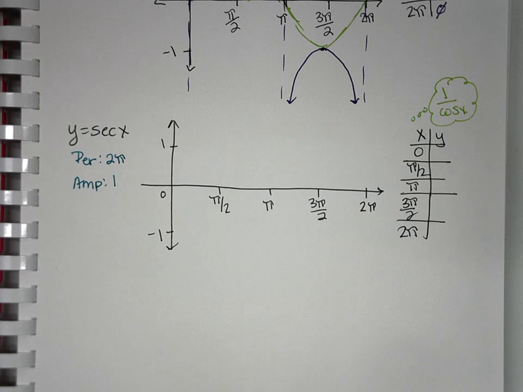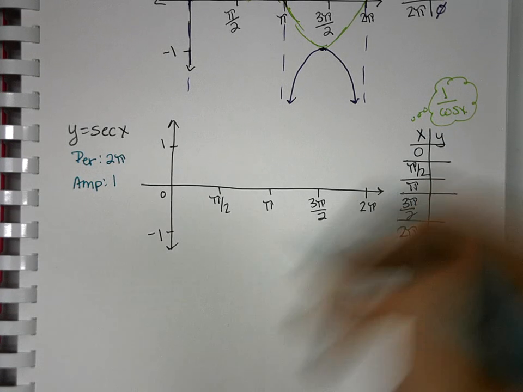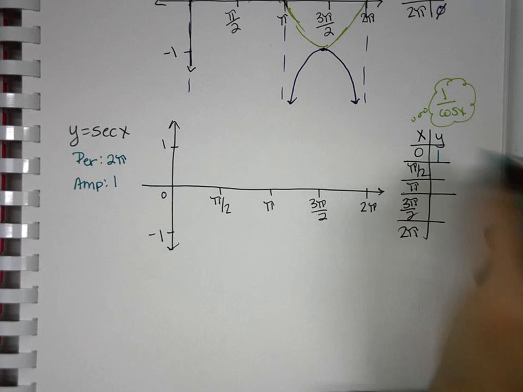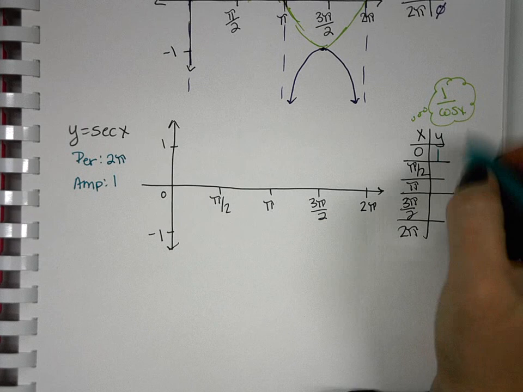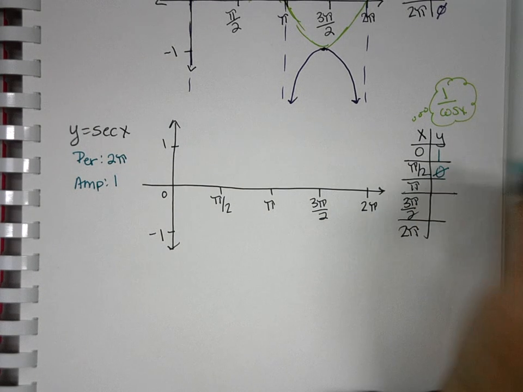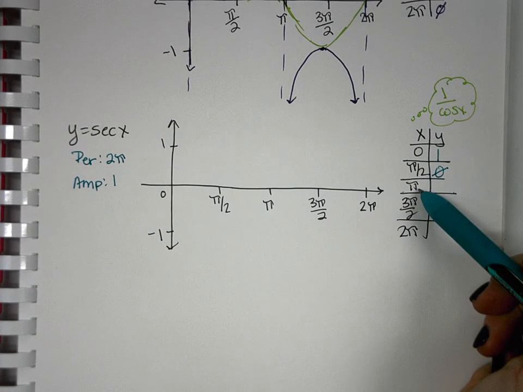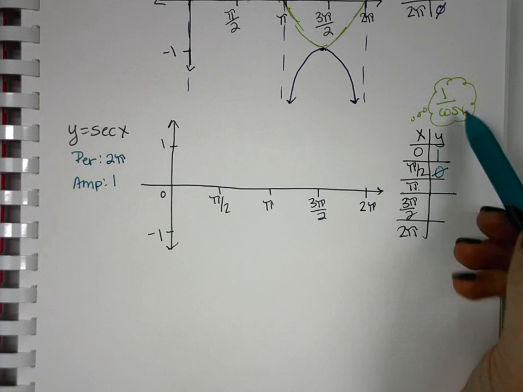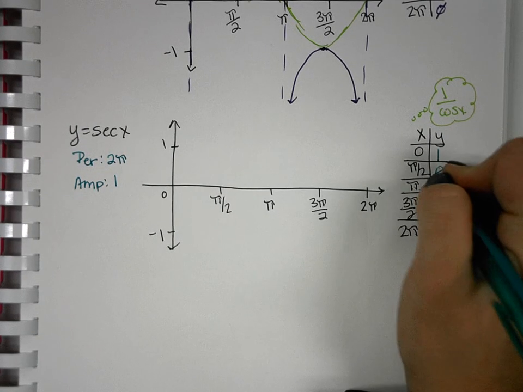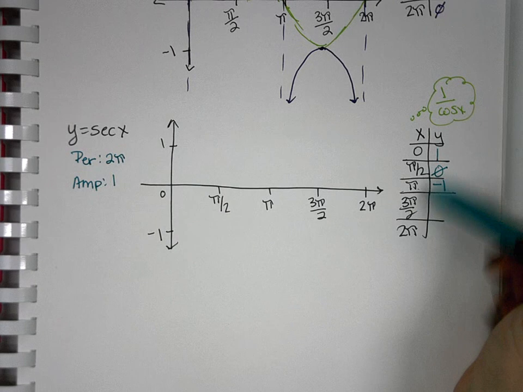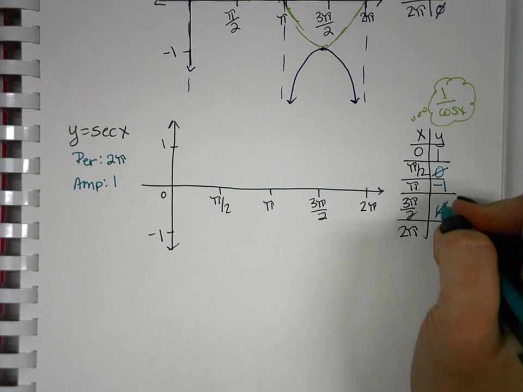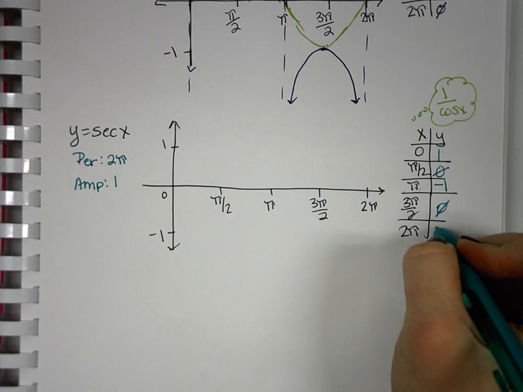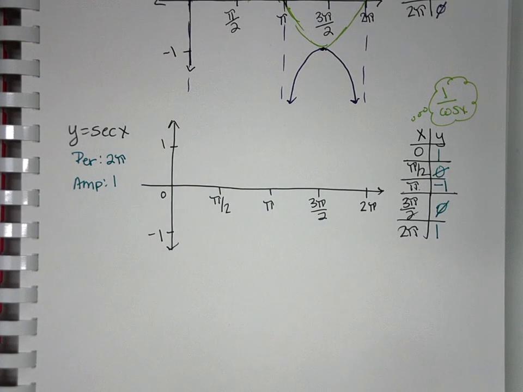So what is cosine of 0? Well, cosine of 0 is 1. Reciprocal of 1 is 1. What is cosine of pi over 2? 0. The reciprocal of 0, undefined. Cosine of pi is -1, so 1 over -1 is -1. Cosine of 3 pi over 2 is 0, so 1 over 0 is undefined. Cosine of 2 pi is 1, so 1 over 1 is 1.